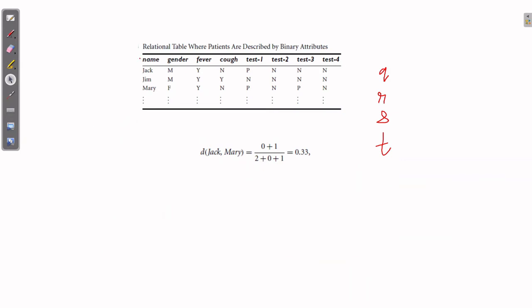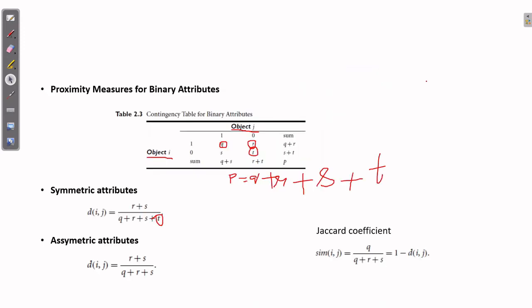So we are looking at Jack and Mary. Here both are 1, so you have 1. This is both are 0. Here you have both are 1, so 2. This is both are 0. Both are 1 actually, there are two cases. Now what does R represent?